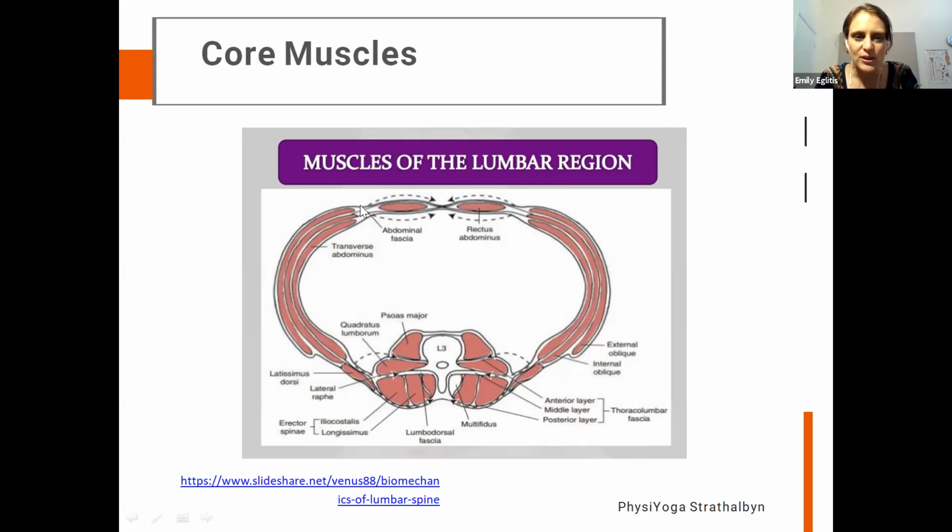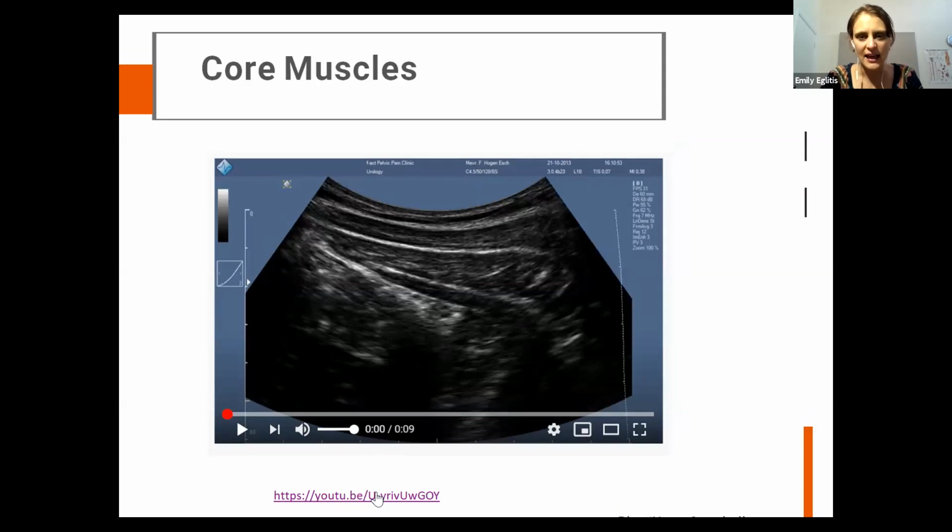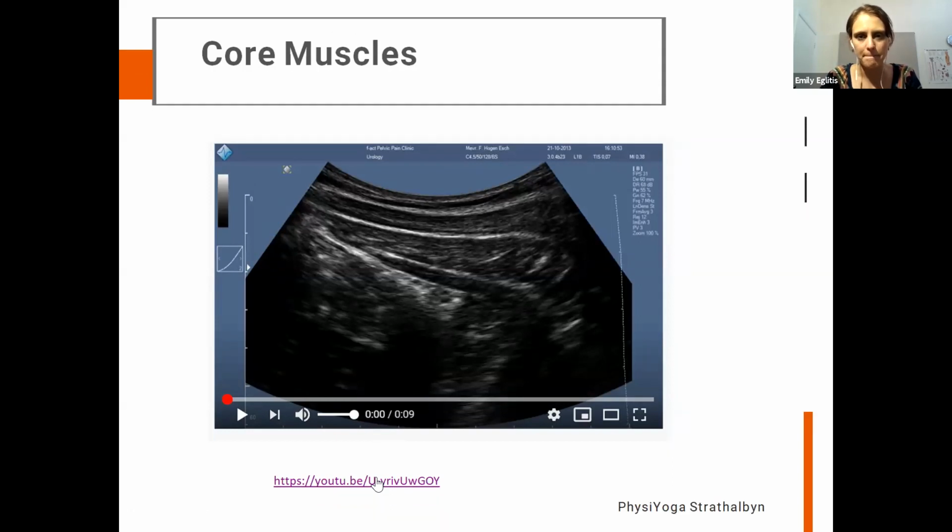So when you contract transversus and internal oblique properly, it creates a nice stiffening, activation, tensioning of this whole system, which supports your spine. Now I'll have a go at playing this video and we'll see what happens. This is an ultrasound of transversus, so here's transversus contracting, here's internal oblique.